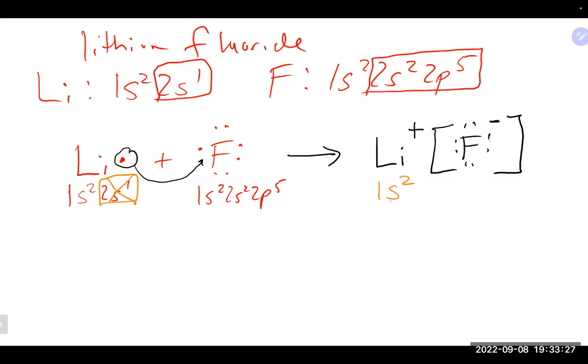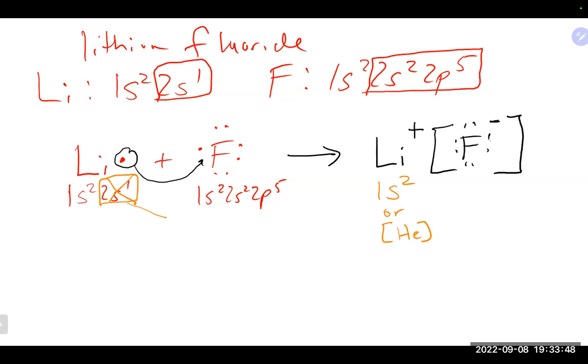Who on the periodic table is 1s2? It is helium, and that would be a noble gas. So lithium has now achieved the same electron configuration as helium. They're isoelectronic with each other, as we talked about the other day. They have the same electron configuration.